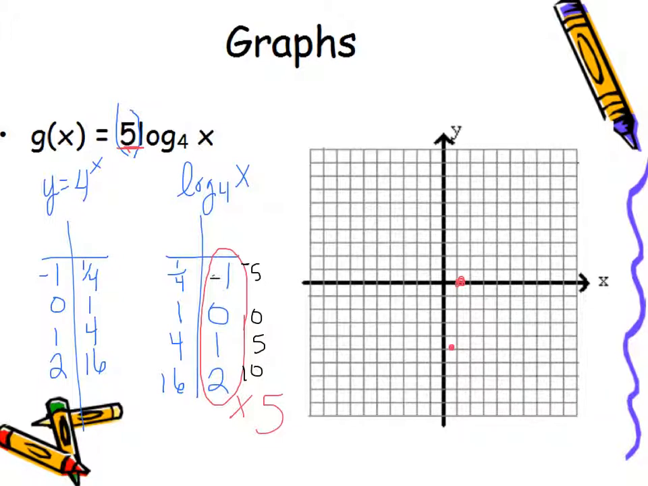So over 4, up 5. Okay, that's way up there. That's that vertical stretch happening. And the last one, over 16, up 10. That's way off my graph over here someplace.